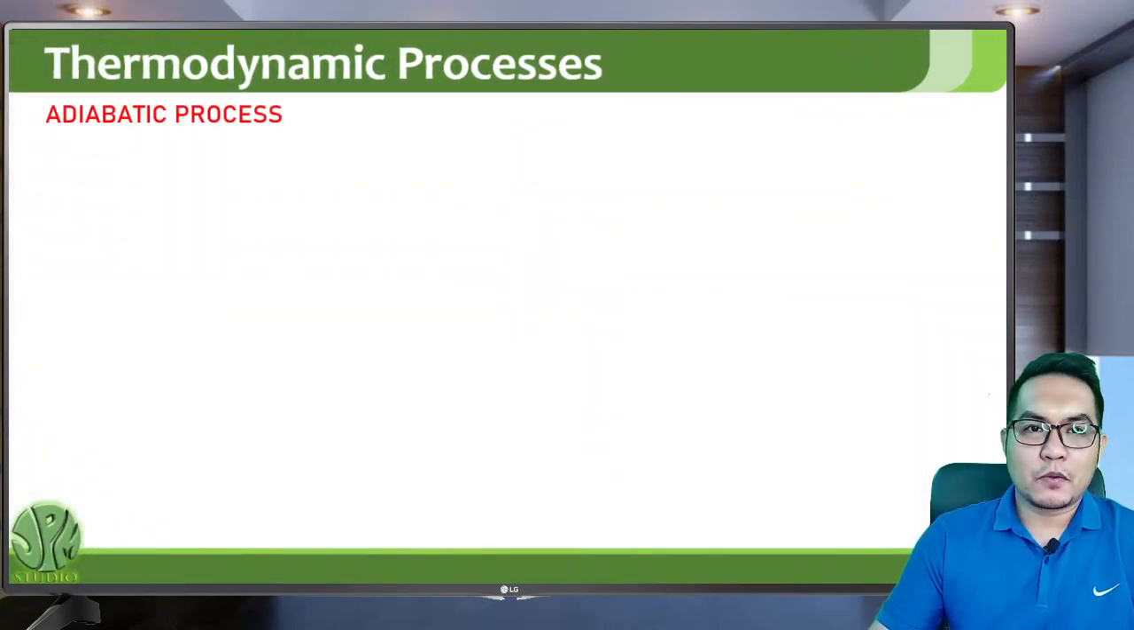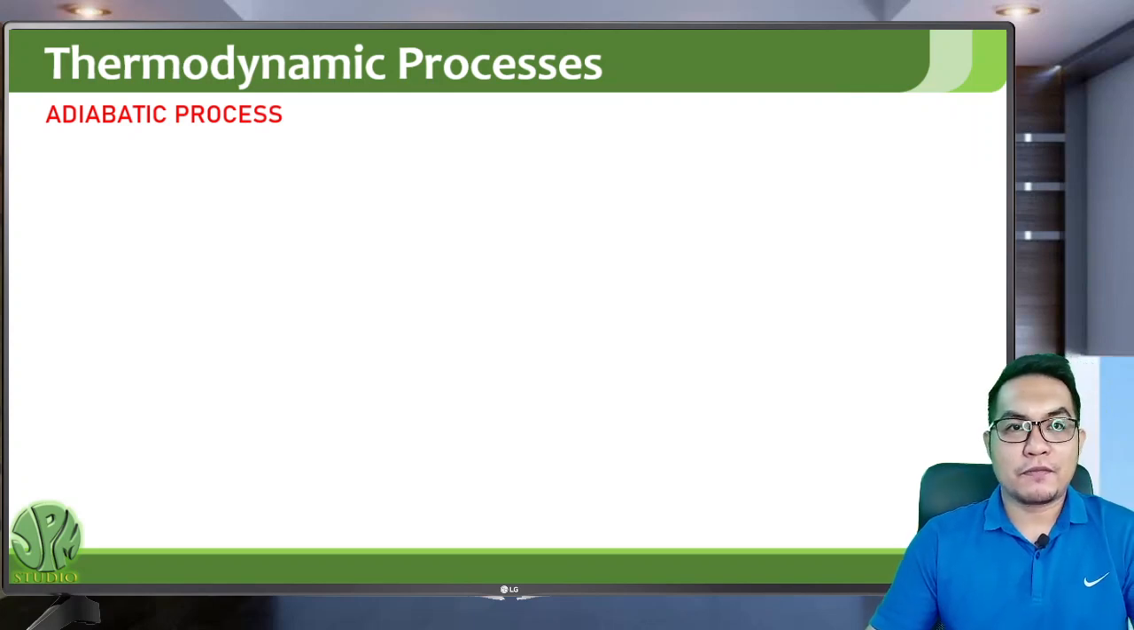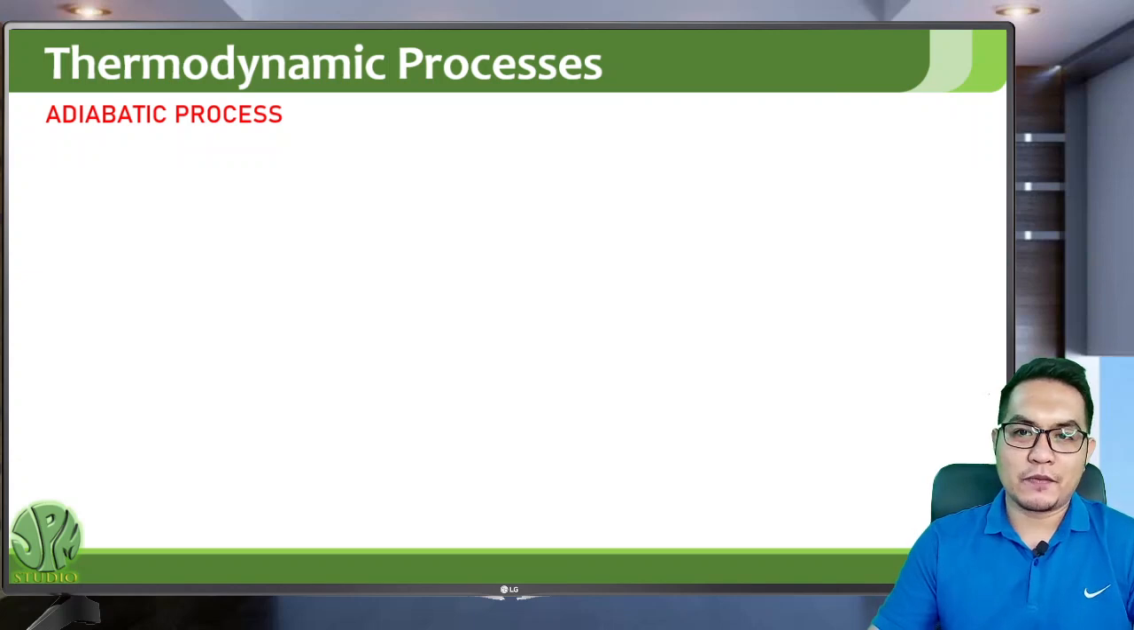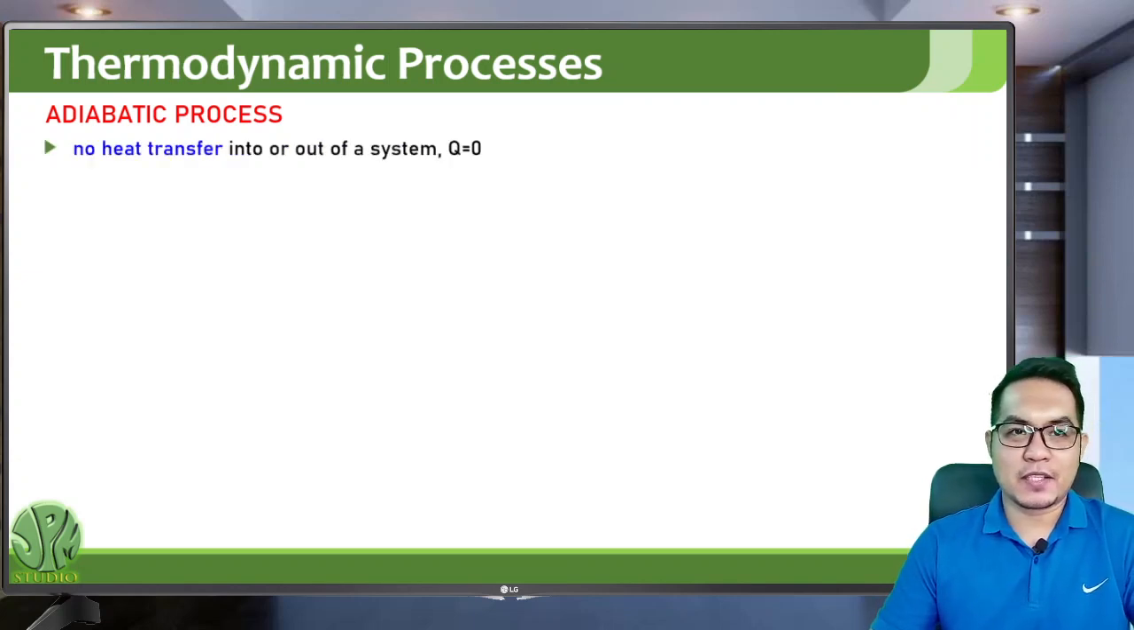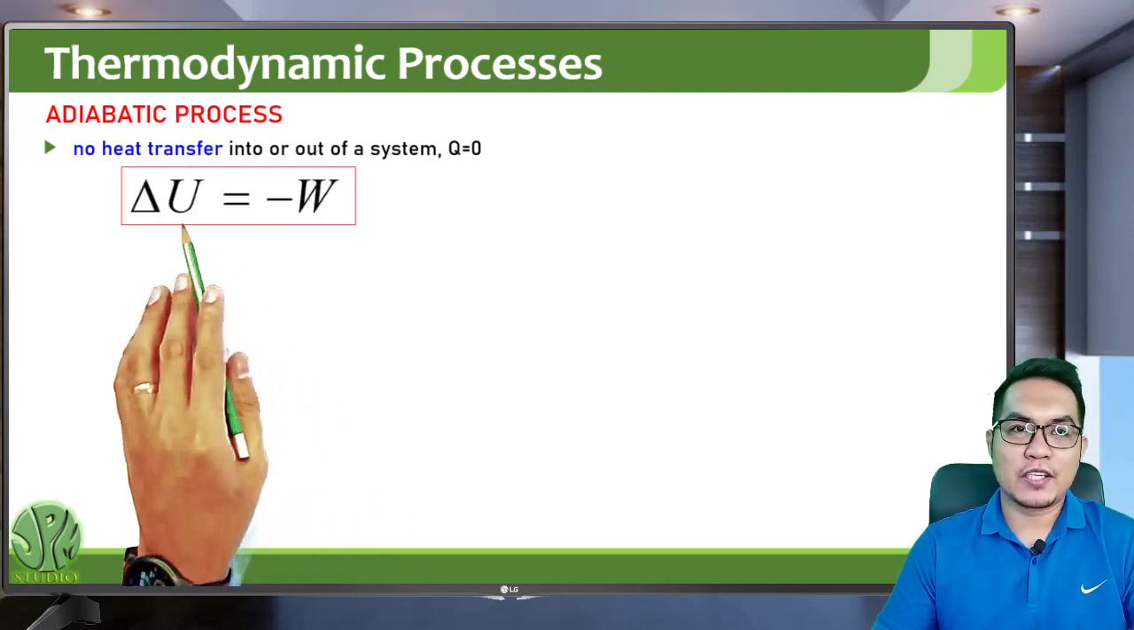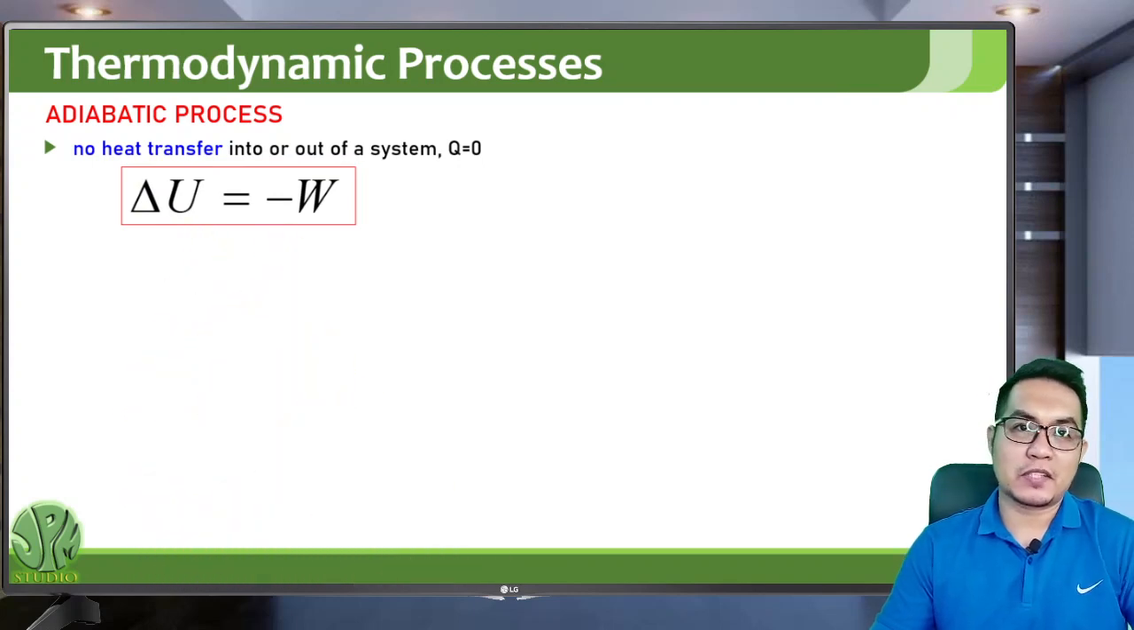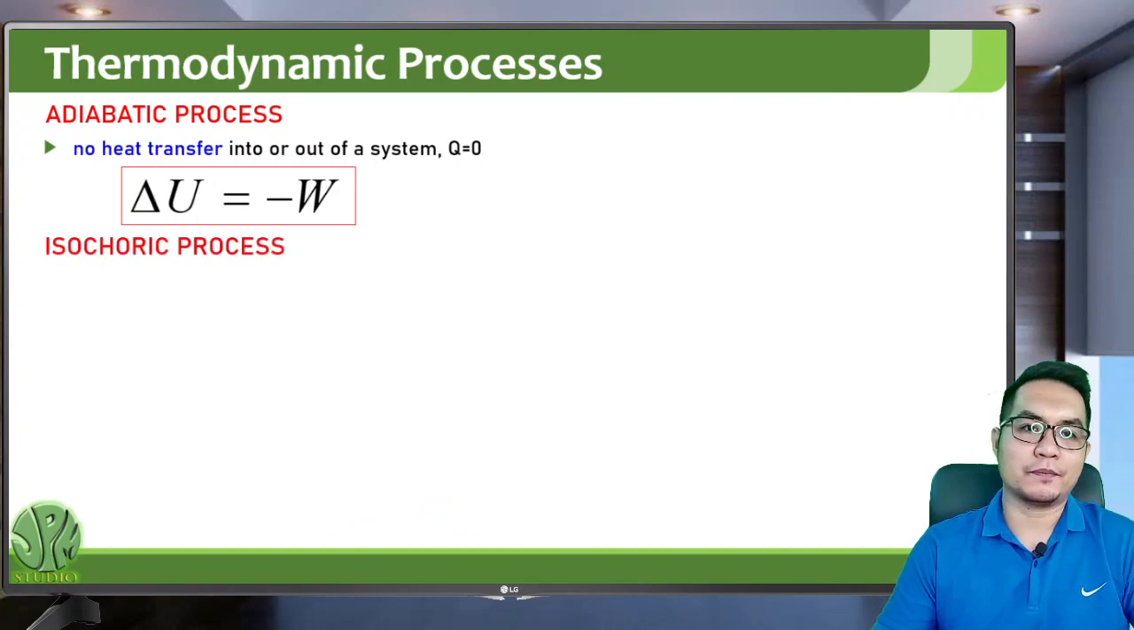So let's now go to thermodynamic processes. There are actually four thermodynamic processes that we will be talking about. The first one is the adiabatic process. In this process, there is no heat transfer into or out of the system, so Q is equal to 0. In this case, the change in internal energy of the system is equal to the negative of the work done on or by the system.